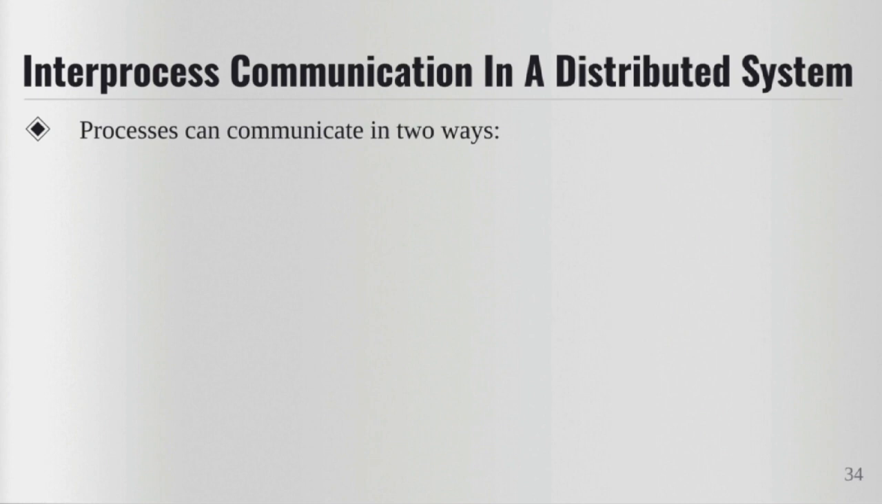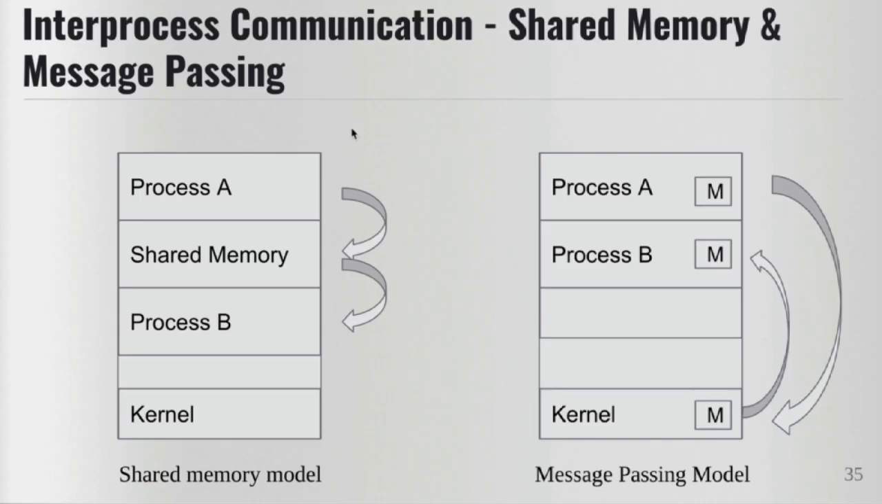So processes can communicate in two ways. First is the shared memory, and second is the message passing method. Let's talk about the shared memory model first, which is on the left hand side. In the shared memory model, a region of memory is established which is shared by the cooperating processes. The processes can then exchange information by reading and writing data to the shared memory region.